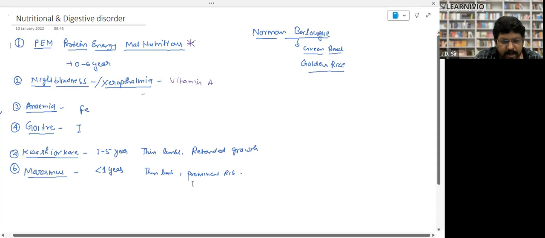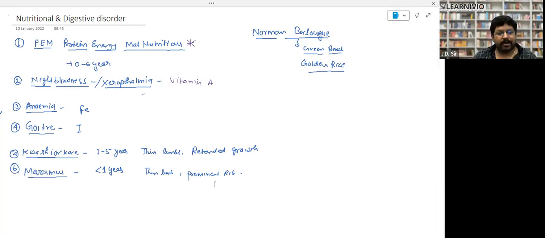Thin limbs and protruding ribs, you can see the ribs clearly. Thin limbs and prominent ribs, a skinny kind of person.